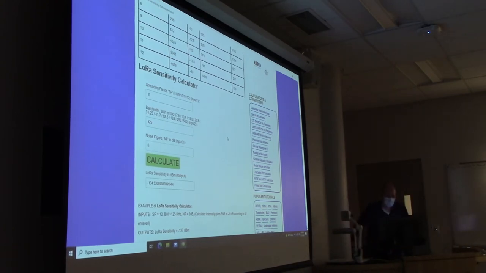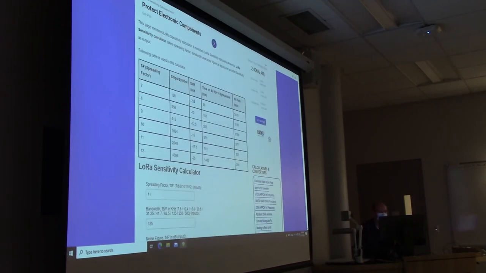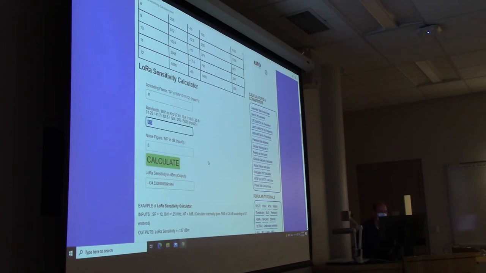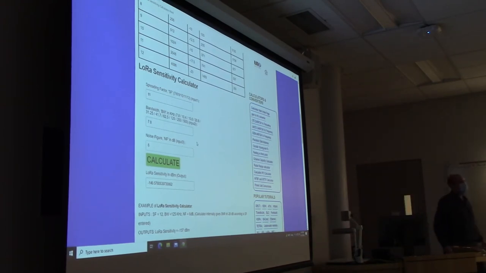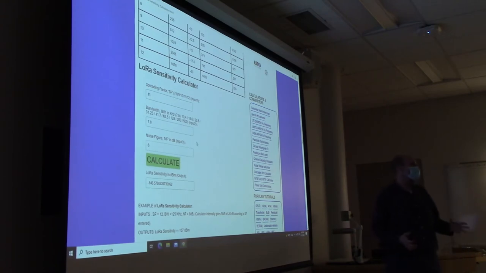What if we plan to send our data a little bit slower? What if we plan to send the data slower and we instead choose to go with 7.8 kilohertz? Now my sensitivity is down to negative 146. That's a huge difference. Keep in mind, this is a logarithmic scale. So we go from negative 130-something to negative 140-something. That's an order of magnitude of power. That's the difference between 100 meters and 200 meters. So that's a really big difference when it comes to energy loss in a signal.